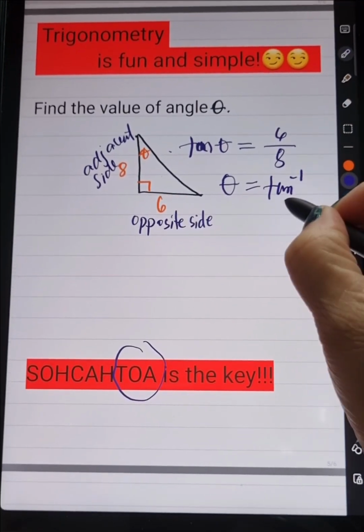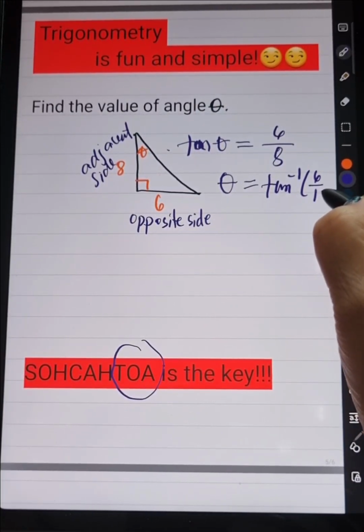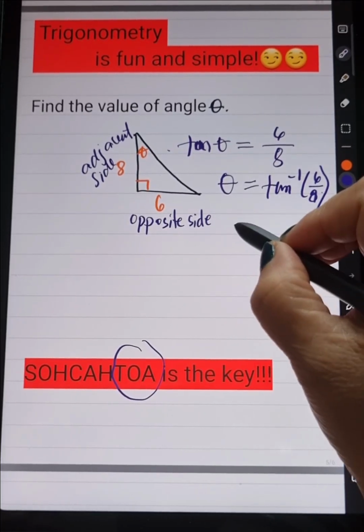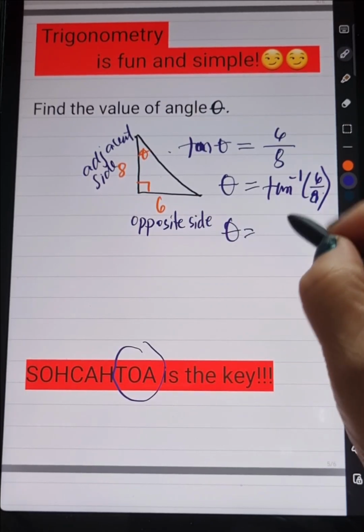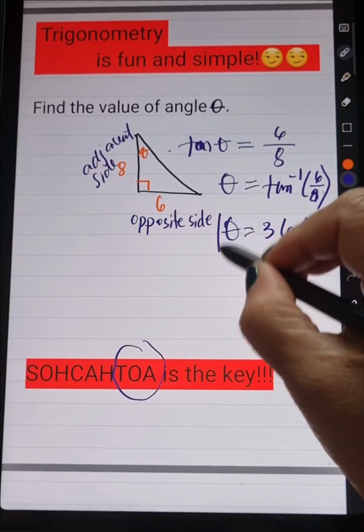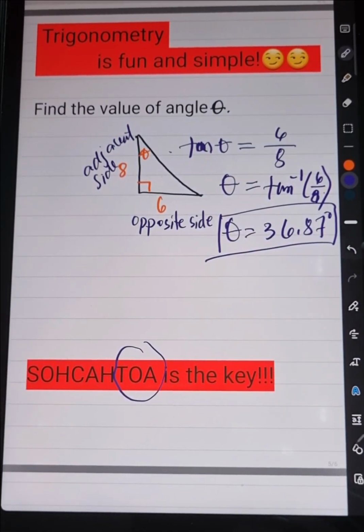So you can see this sign in your calculator. Just press that, 6/8. And that is equal to inverse tangent of 6/8. That is equal to 36.87. So that is in degrees. Okay.